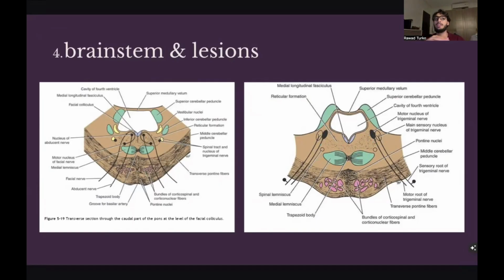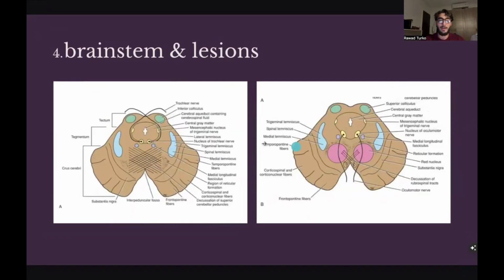If you know what signs to look for in each one of those cranial nerves when they're damaged, then you'll know exactly where you are at which level of the brainstem. If you see tongue deviation, for example, you'll know that that's the hypoglossal nucleus, so you'll know you're at the level of the medulla. If you see a pupil that's down and out, for example, that's midbrain, that's oculomotor. And diplopia, for example, that's trochlear. So just keep all those in mind.